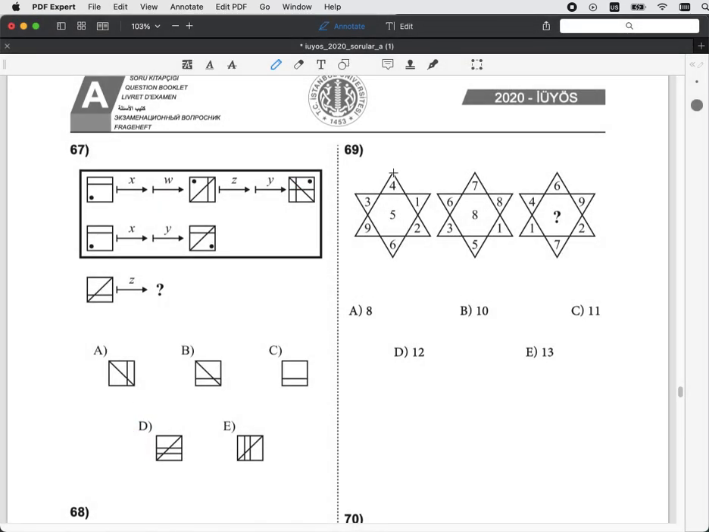Okay, we'll try to see this triangle first. 9 plus 4 plus 2 is going to be 15. And from this triangle, it is 10. So 15 minus 10 is 5. Okay, then from this triangle, it is 20. And from this triangle, it is 9. So this should be 11, and the answer is C.